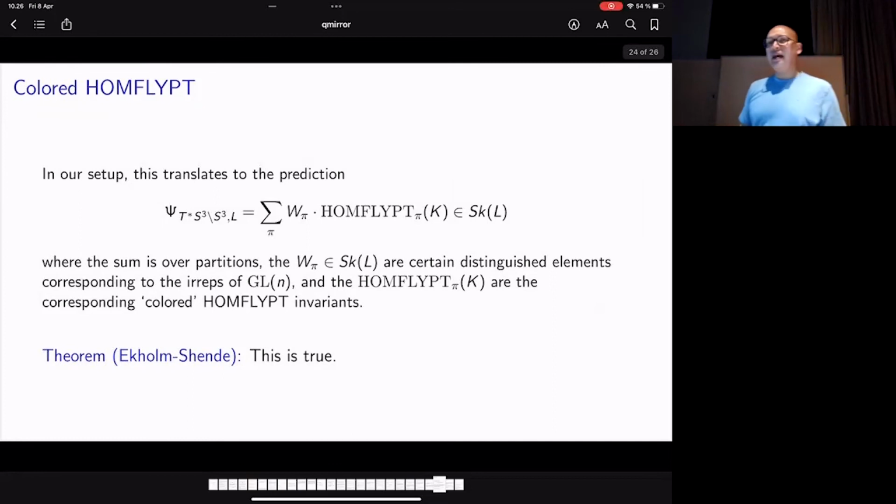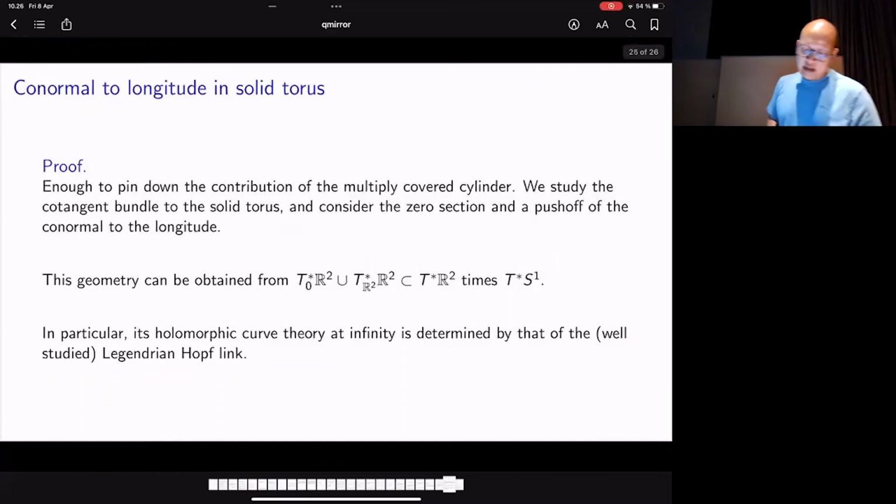And as I promised you, I will explain now why it is true. So I have to somehow study a multiply covered cylinder. And the point is that I can basically study it anywhere. I have to just go somewhere in some geometry and find some multiply covered cylinder.